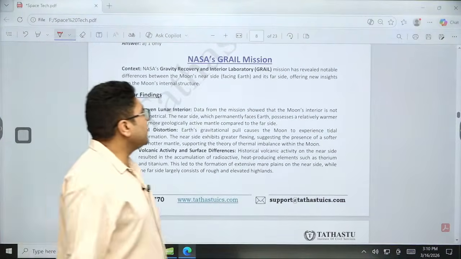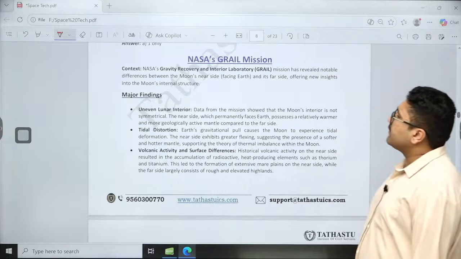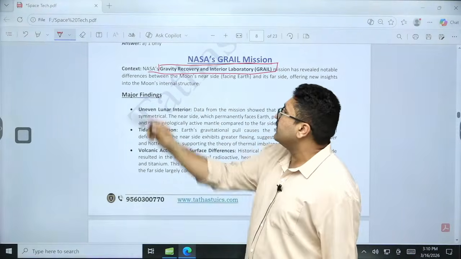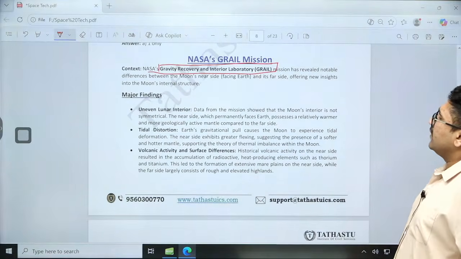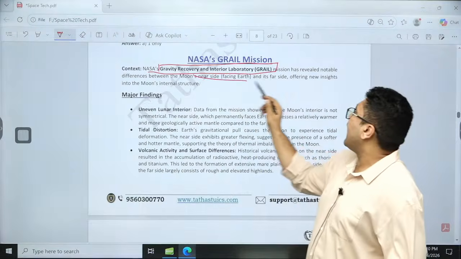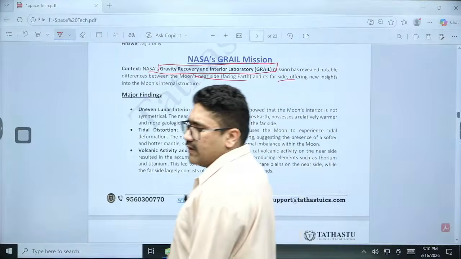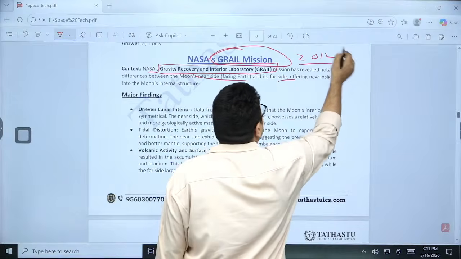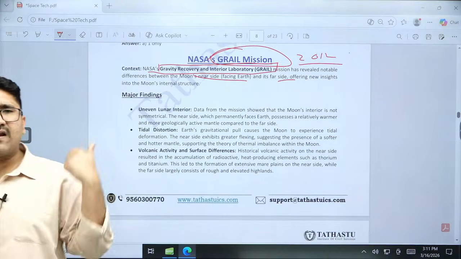Moving ahead with NASA's GRAIL mission. Next article is about NASA's GRAIL mission. GRAIL is the Gravity Recovery and Interior Laboratory mission. In this mission, the difference between the moon's near side and far side has been observed. So a new mission has been launched by NASA. This has been way before. The GRAIL mission ended in 2012, but the information that was collected has been analyzed now.